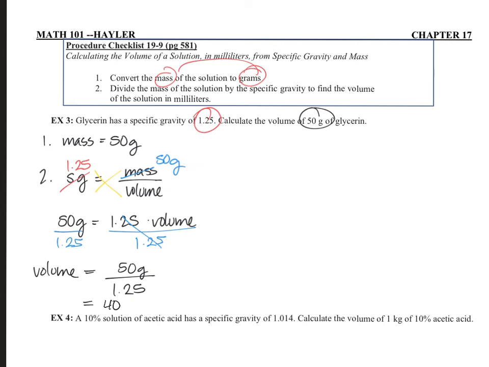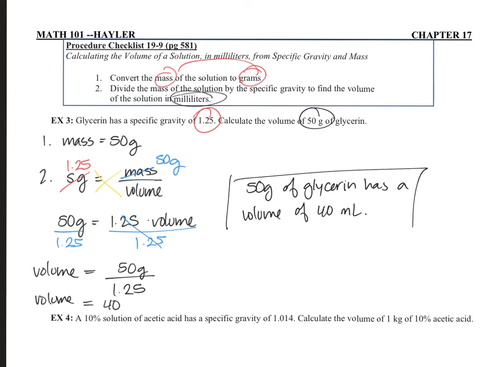Okay, and what we're told is that the volume of the solution is in terms of milliliters. So we know that this is going to be 40 milliliters. Okay, so my answer is 50 grams of glycerin has a volume of 40 milliliters, period. Okay, let's look at the next example.